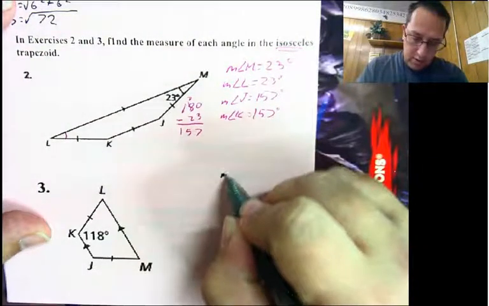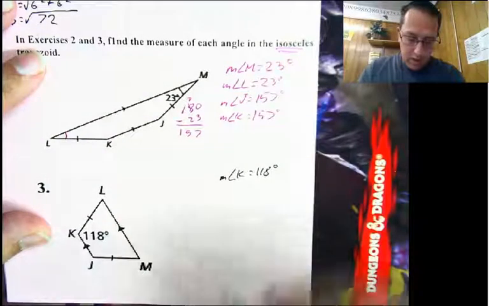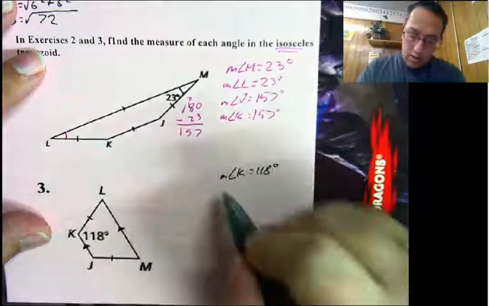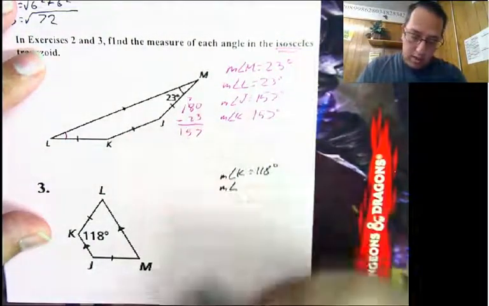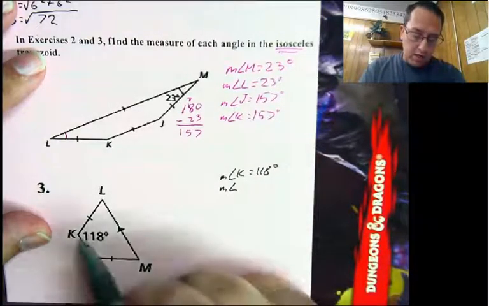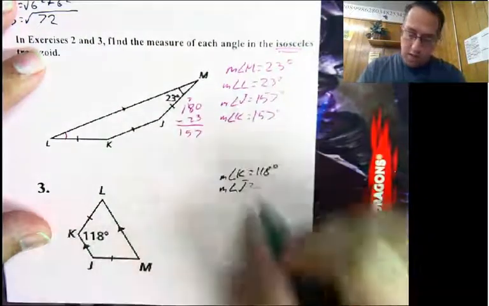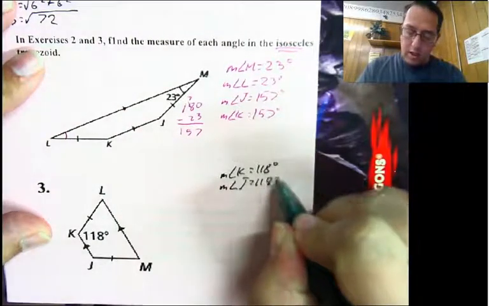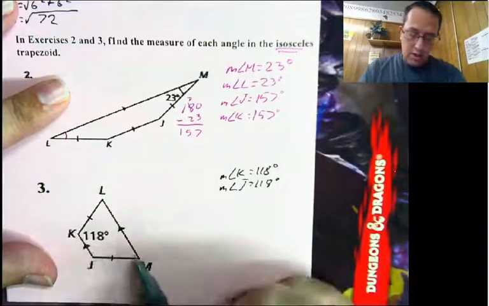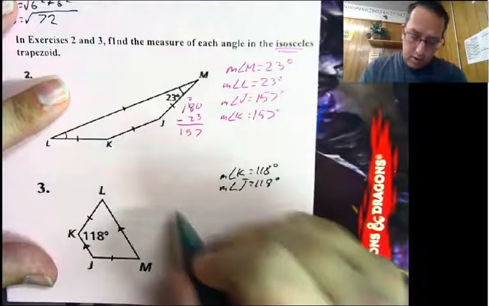Okay, so let's see. They gave us the measure of angle K, which is 118 degrees. And it's isosceles, so the base angles are congruent. So the angle that is paired up with K is going to be along the base, the parallel side, and that's going to be J. So J is going to be congruent to K, so that is 118 degrees. So now we've got to figure out the other ones, and we're going to do it the same way. These two that are not base angles with each other are going to be supplementary.